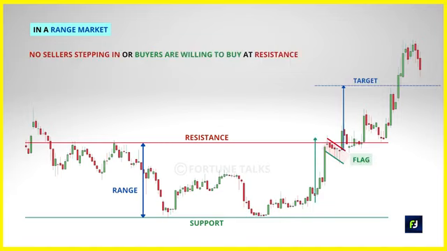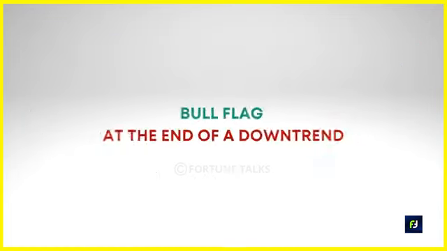So how do you identify such an opportunity? Primarily, you have to identify a market which is in range. Then you have to wait for a flag pattern to form near the resistance level in the form of a build up. As always, you can trade the break above the build up or wait for the market to close above the resistance level. There is no change in the entry, stop loss and target criteria for this case also.